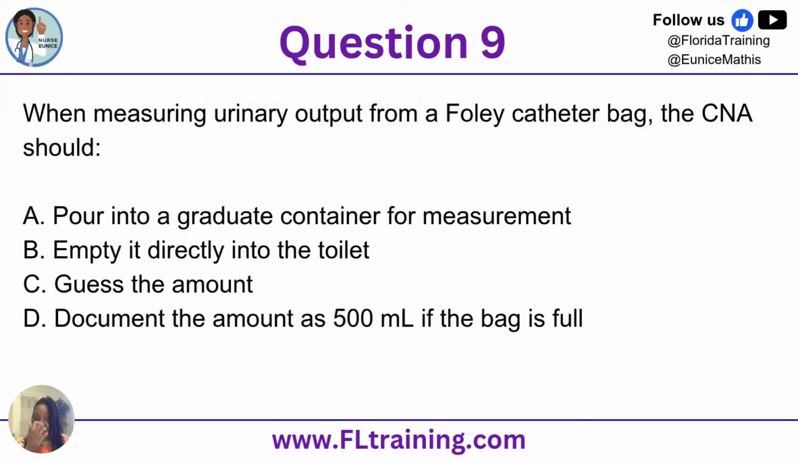Number 9, and if I didn't tell you, we're going all the way to question 50. Number 9, when measuring urinary output from a Foley catheter bag, and I hate saying the word Foley because not every catheter bag is made by the brand Foley, but it's just become such a common term as if it's universal and that's the only type of drainage bag. So let me stop. All right, so when measuring urinary output from a urinary drainage bag, the CNA should A, pour into a graduated container for measurement, B, empty it directly into the toilet, C, guess the amount, or D, document the amount as 500 ml if the bag is full.